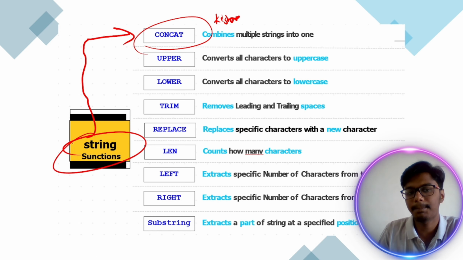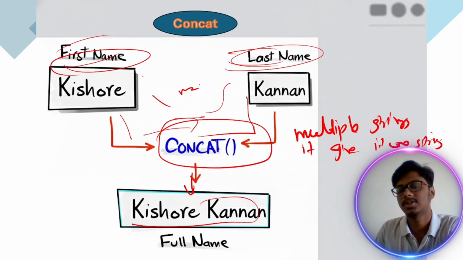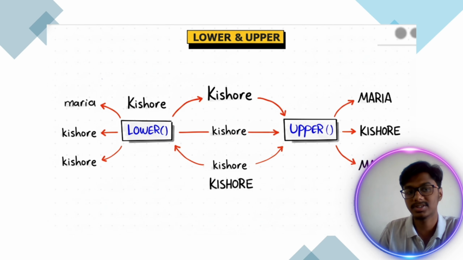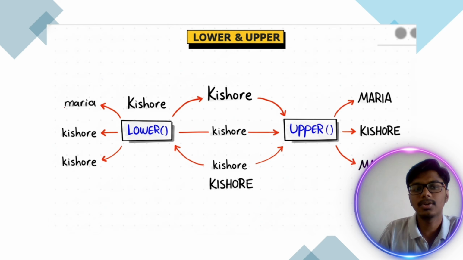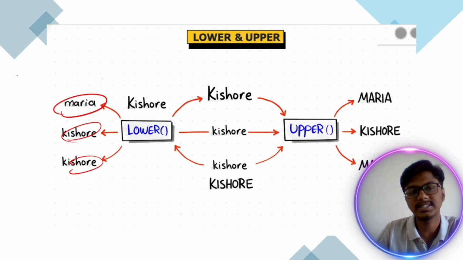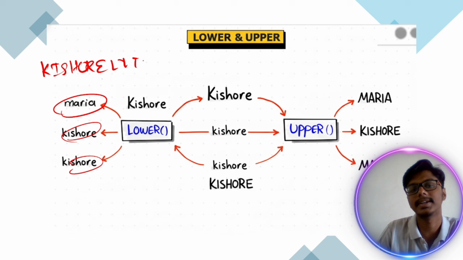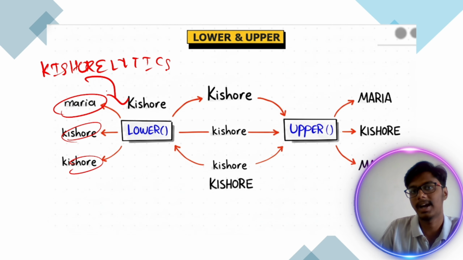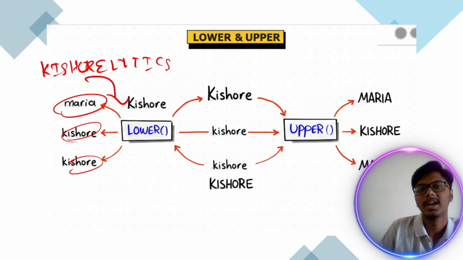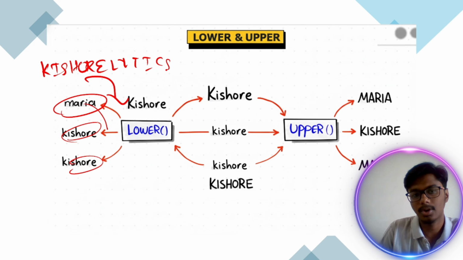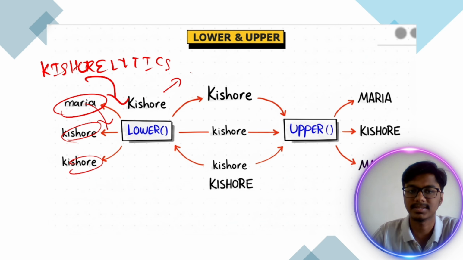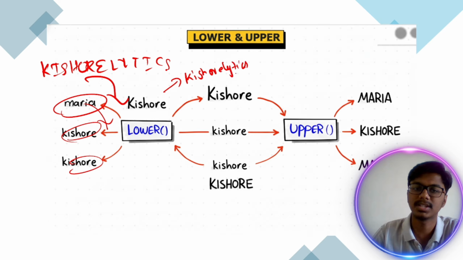So let's go to the upper function. What is meant by the upper function? We will discuss the lower function also in this tutorial. If we give a lowercase string, for example K I S H O R E L Y T I C S, to the lower function, it will give the output with all the letters in small case. That's what the lower function does.